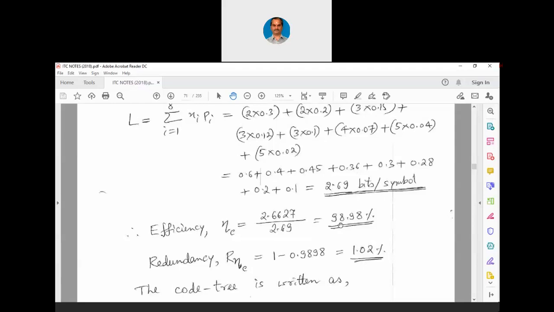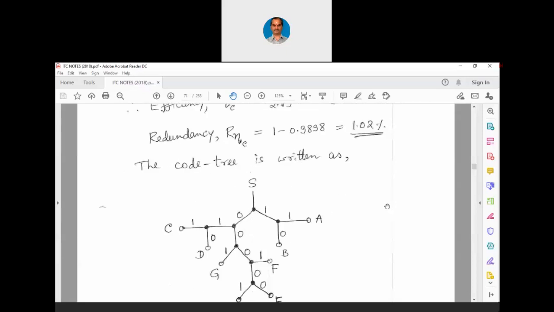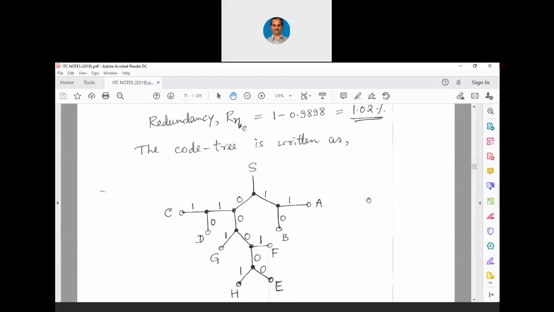Now let us see how to write the code tree, and I will show you the code tree and tell you what is the use of the code tree. We can write the code tree like this now. See, we have the source. From the source, we will start with, let us say, right hand side 1, left hand side 0. Now when I write 1 again, one more 1 is A, one more 0 is B, because the code for A was 1 1, code for B is 1 0.